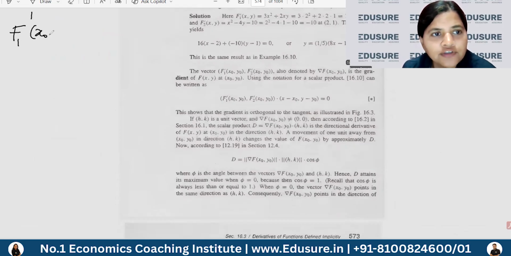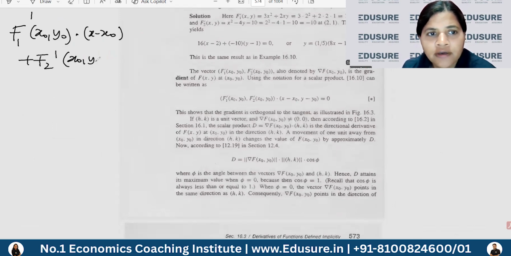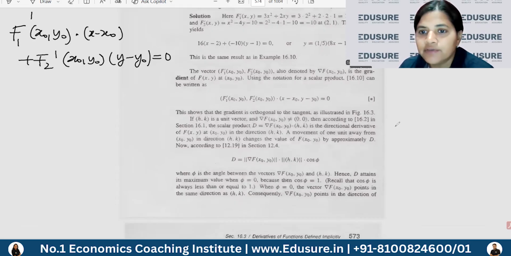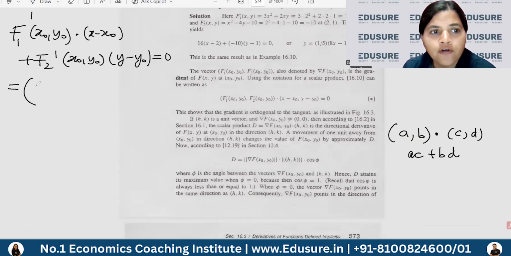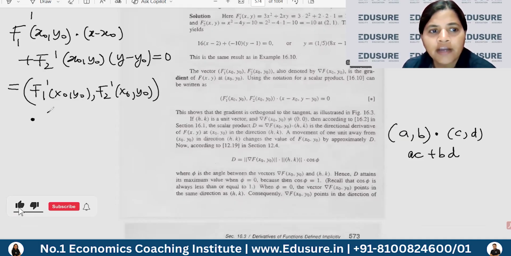f1 prime (x naught, y naught) multiplied by (x minus x naught) plus f2 prime (x naught, y naught) multiplied by (y minus y naught) is equal to 0. If you look at mathematics, the dot product of two vectors is defined as AC plus BD. So this is nothing but the dot product of (f1 dash x naught y naught, f2 dash x naught y naught) with (x minus x naught, y minus y naught). The dot product is 0.